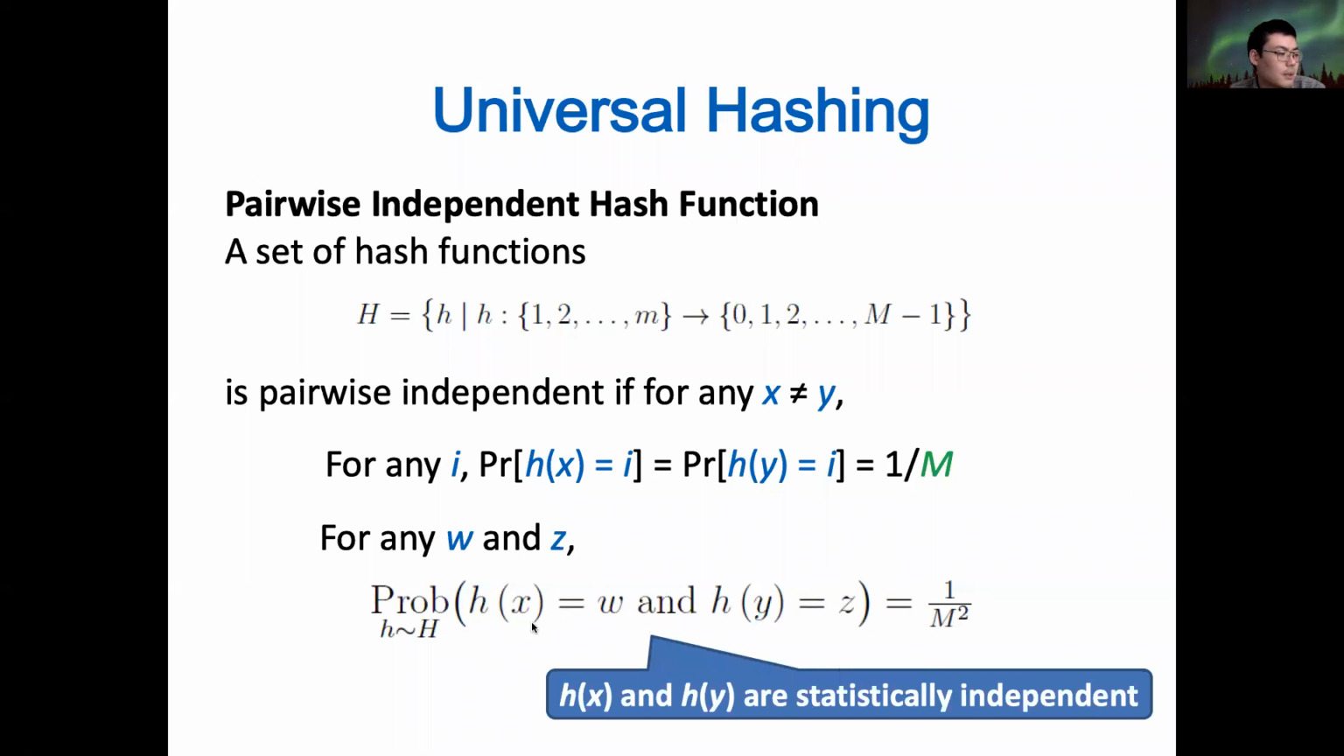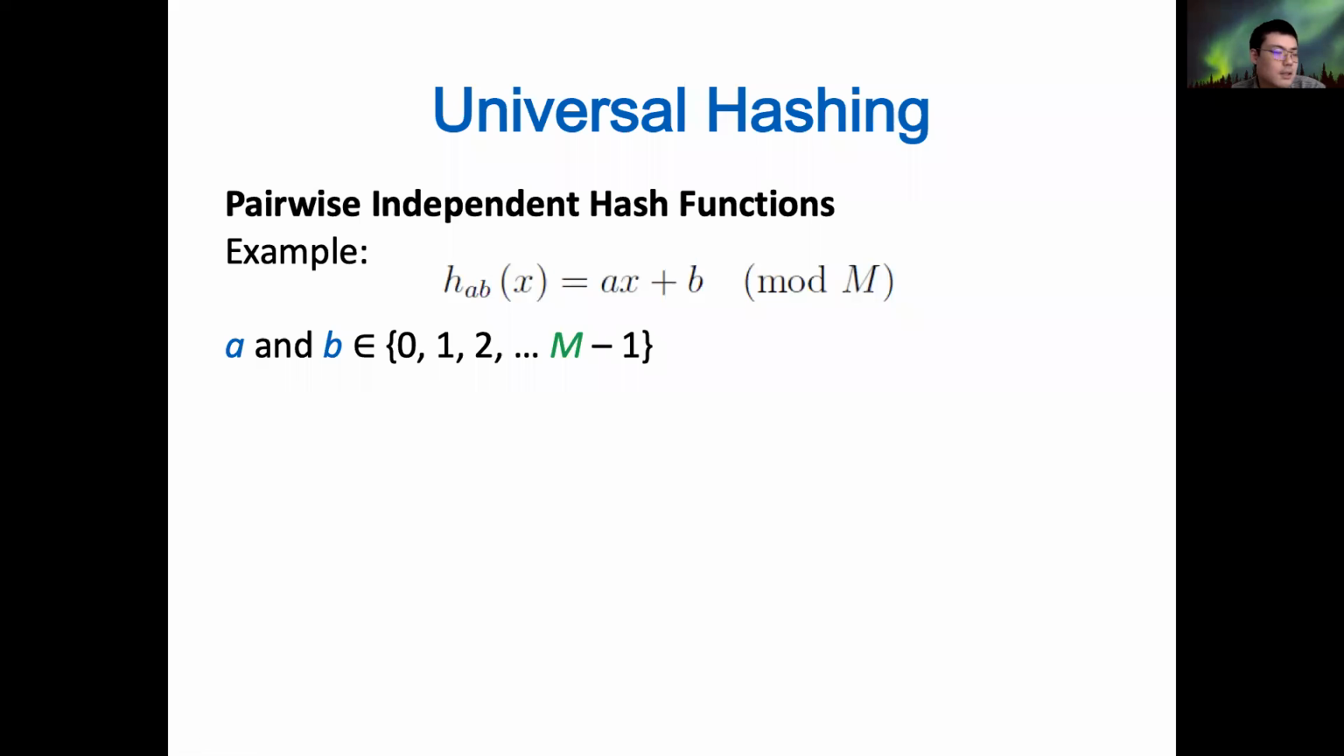So now, we say that hx and hy are statistically independent if we make sure they are 1 by n squared, because each probability is 1 by n. So we can construct such a function easily, actually, by this.